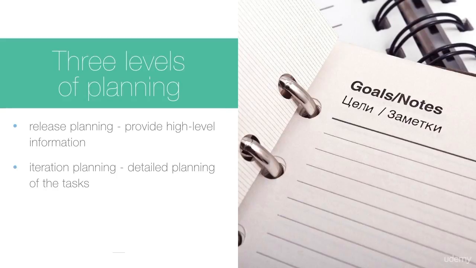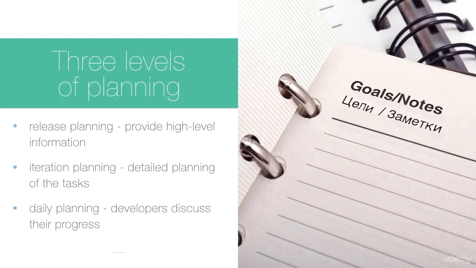During iteration planning, a team conducts detailed planning of the tasks to complete in a specific iteration. This planning is informed by the results of previous iterations. Daily planning occurs during brief meetings when developers discuss their progress, immediate plans, and any obstacles.